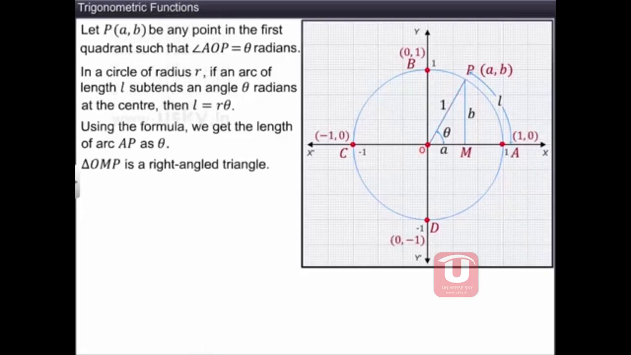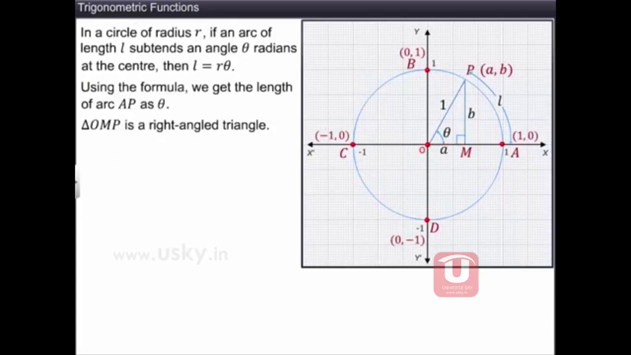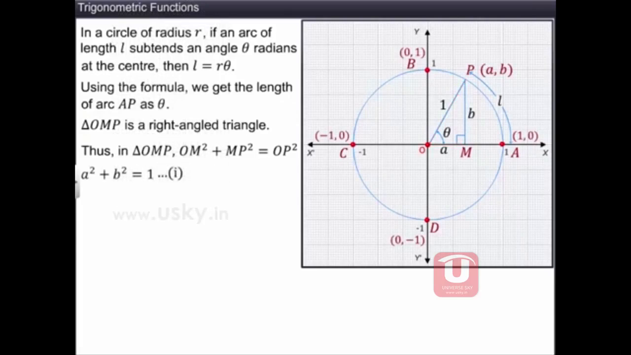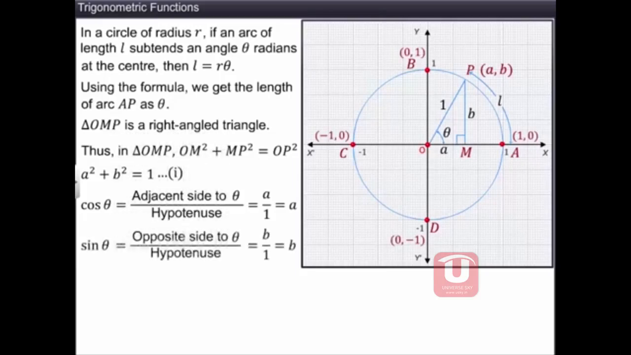Thus, we obtain a right-angled triangle OMP. By Pythagoras' theorem, the sum of the squares of the perpendicular and the base is equal to the square of the hypotenuse. Thus, A square plus B square is equal to 1. Now, corresponding to the angle theta radians, we define the trigonometric function cosine as cos theta is equal to A, and the trigonometric function sine as sin theta is equal to B.